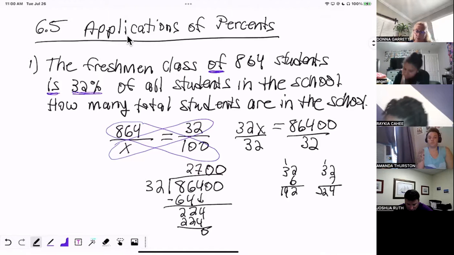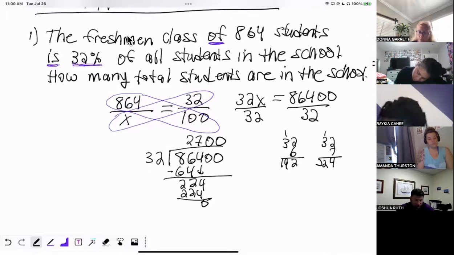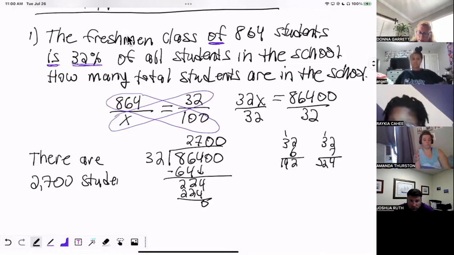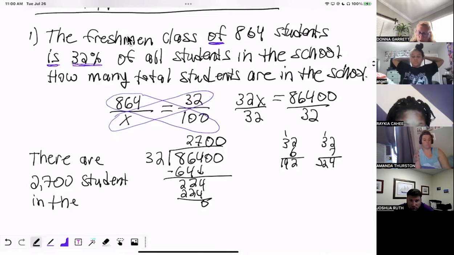So since it's a word problem, we finish it with words. There are 2,700 students in the school.